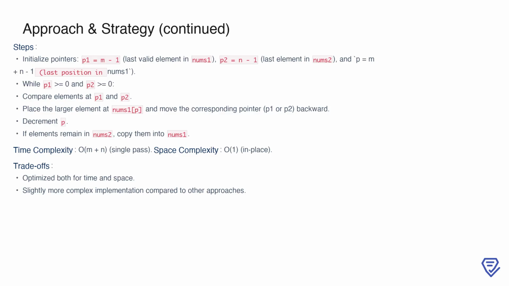As we traverse, we compare the elements at p1 and p2. The larger value is placed at nums1[p], and the corresponding pointer is moved backward. If any elements remain in nums2 after this process, we copy them directly into nums1. This approach achieves both O(m + n) time complexity and O(1) space complexity. While slightly more complex to implement, it is highly efficient and meets the in-place constraint.